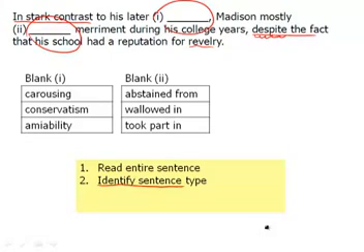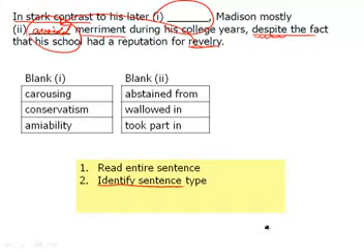And you'll see that there is more complexity in two blank text completions simply because there's typically more words and there are two blanks. Once we get to three blank text completions, it's even going to be more complex. But here we have that double contrast going on. And we can start from the end here where it says, despite the fact his school had a reputation for revelry, for fun. So even though everyone was having fun at college, Madison avoided merriment. In stark contrast to his later fun guy, this partying guy, he mostly avoided merriment.